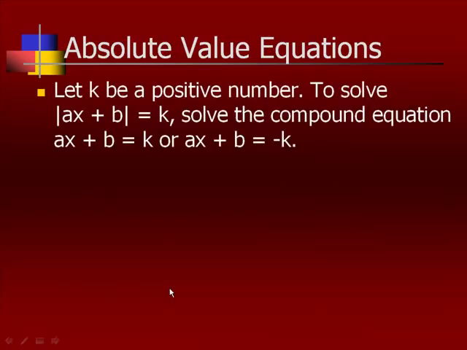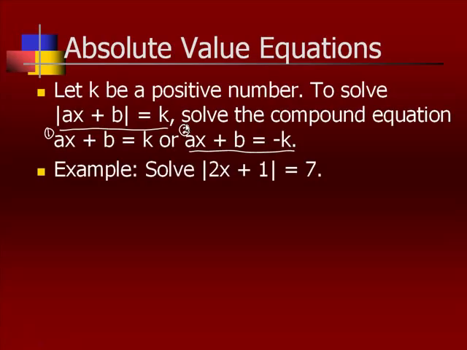So, to solve absolute value equations, we are going to solve for both cases. First case is take off the bars, and that's the positive case. ax plus b equals k. The second case is we're going to look at it on the negative side. So ax plus b is equal to negative k.